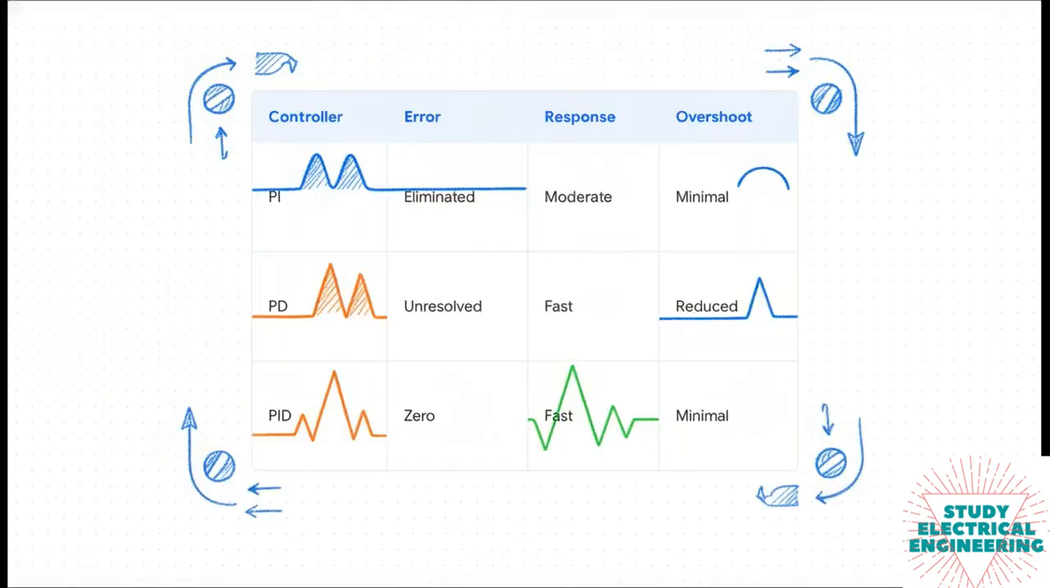Comparing these directly side by side, PI perfectly eliminates steady-state error, but its overall response speed is generally slower. PD reacts incredibly fast and limits overshoot brilliantly, but it leaves that steady-state error completely unresolved. And of course, the full PID controller combines the best of both worlds. It gives you zero steady-state error, fast response, and minimal overshoot, provided you can actually tune it correctly.